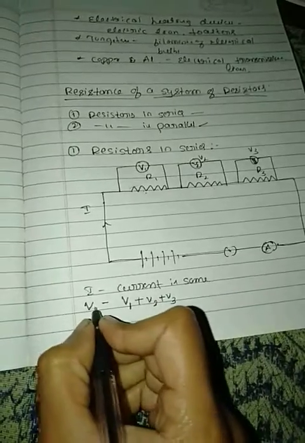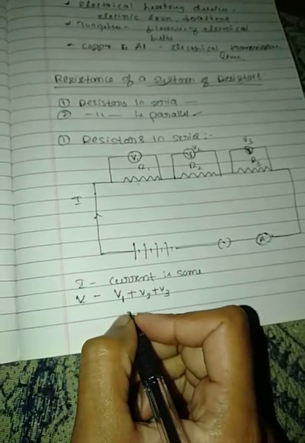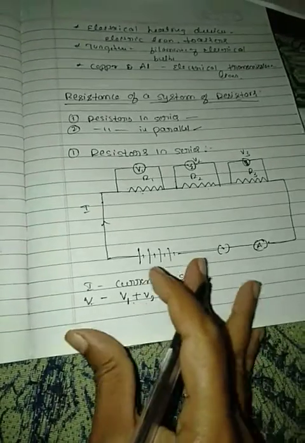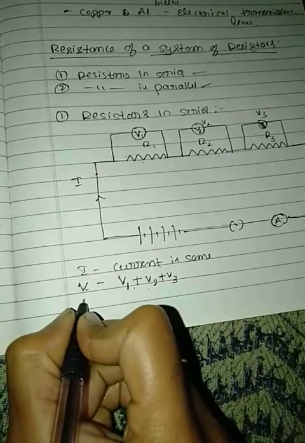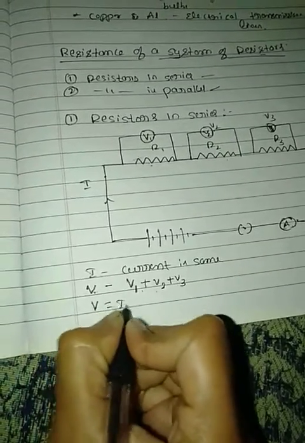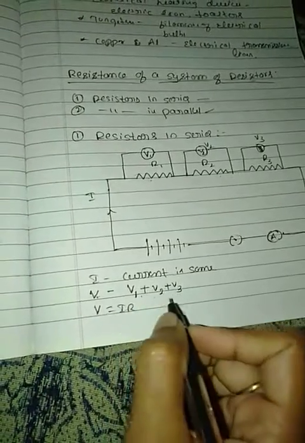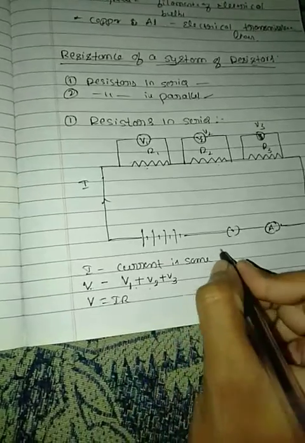The total potential difference across the combination of resistors in series is equal to the sum of the potential differences across the individual resistors. We are applying Ohm's law here. Ohm's law is V equal to IR. So here V is V1 plus V2 plus V3 and R is R1 plus R2 plus R3. We know that.